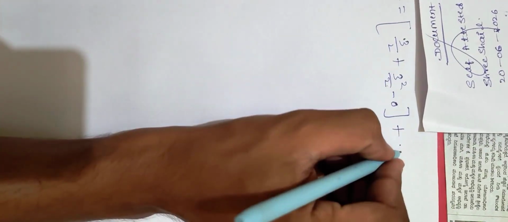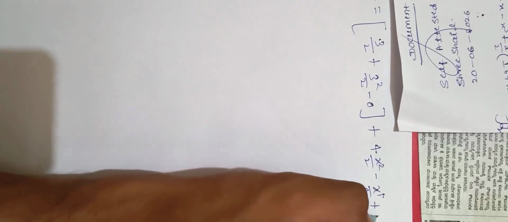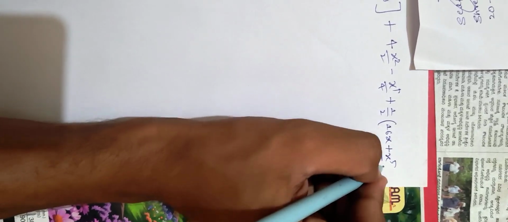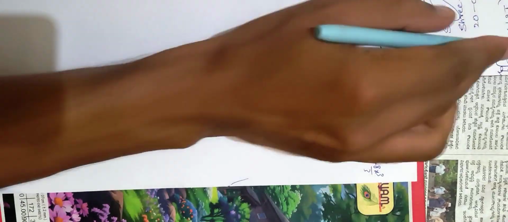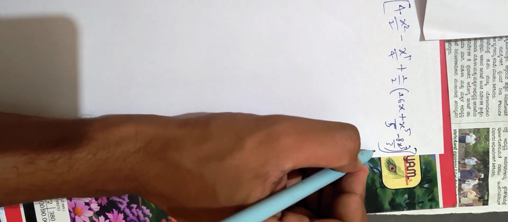So 4x: the integration of x is x square by 2, minus x cube, whose integration is x raised to 4 by 4. So 1 by 2 as it is, 16 integration is 16x. Then plus x raised to 4, integration is x raised to 5 by 5, minus 8 x square, integration is x cube by 3. So that is within the limits.